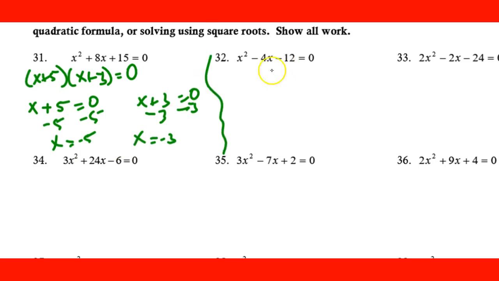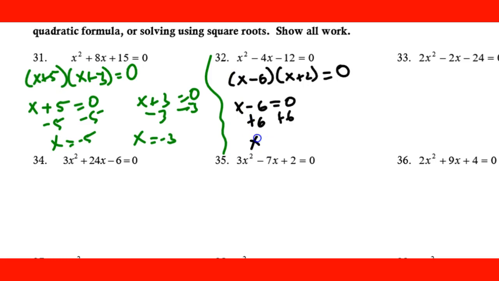Now right here, what two factors will multiply to give me negative 12 but add to give me negative 4? I'm going to go x minus 6 times x plus 2. Then we take our two factors, set them equal to 0, and here we add 6 on both sides, so x equals 6. Over here, you have x plus 2 equals 0. You subtract 2, you get x equals negative 2.